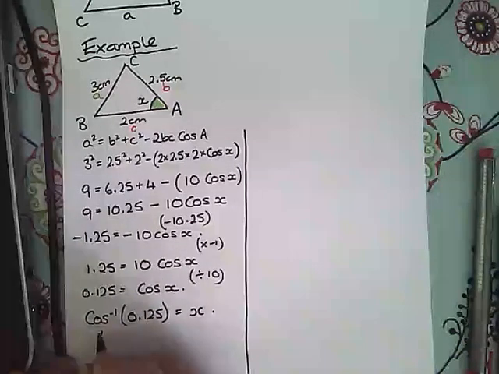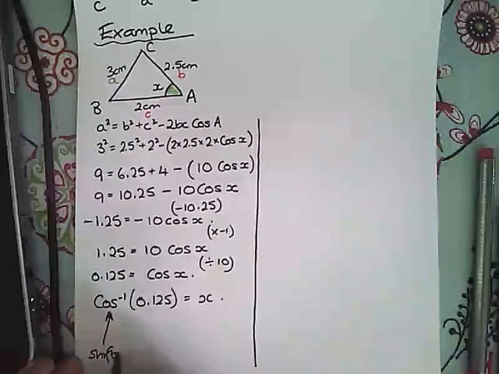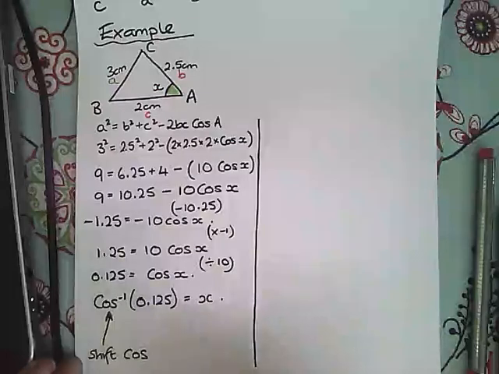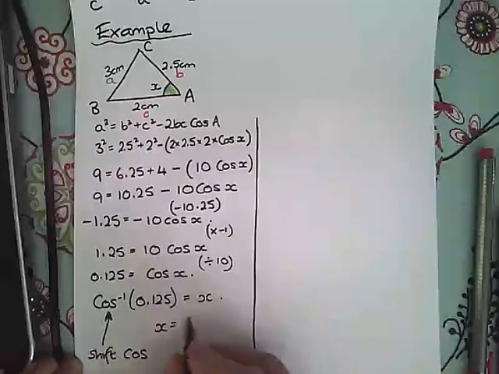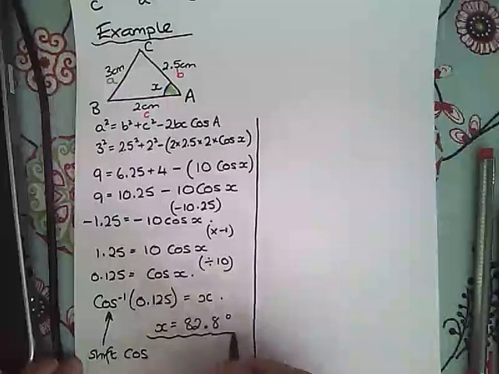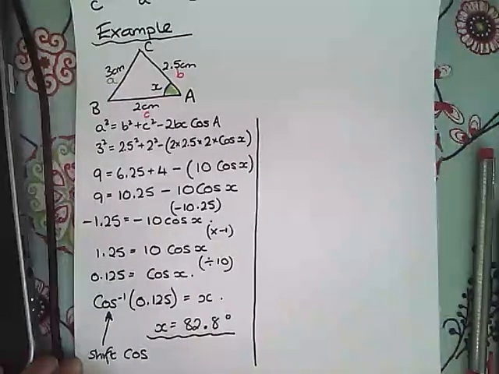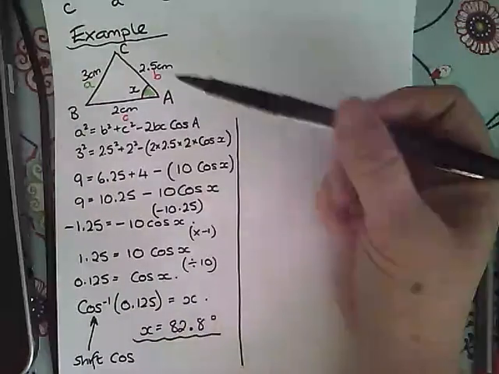I'll just write a little note here. So this is Shift cos on your calculator, and that means that x ends up being 82.8 degrees. So that is how to do this problem if you are just doing a direct substitution.